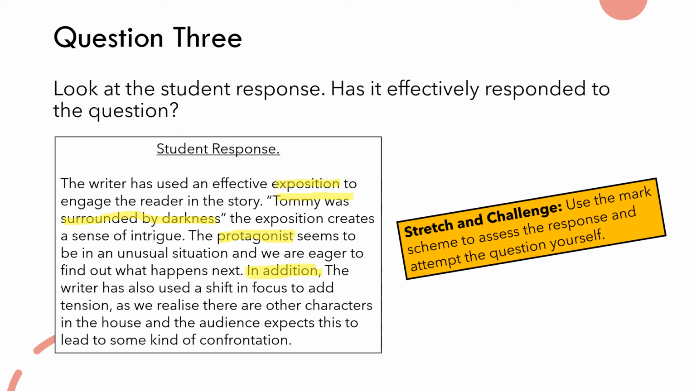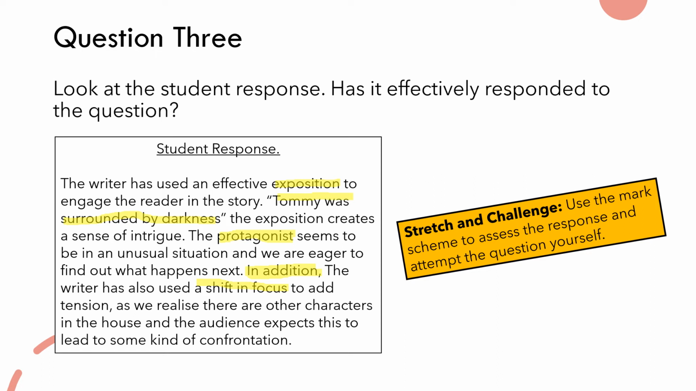In addition, the writer has also used a shift in focus, which again we know is a key structural technique, to add tension, as we realise there are other characters in the house and the audience expects this to lead to some kind of confrontation. So they're trying to work through literally why is that engaging. A lot of people get confused when we say exposition. Obviously it means the start of the extract, but that doesn't necessarily mean it's just the first paragraph. The exposition could be more than that. So the fact that it's actually mentioned the shift in focus in terms of the second paragraph that they're talking about, that is absolutely fine and appropriate.